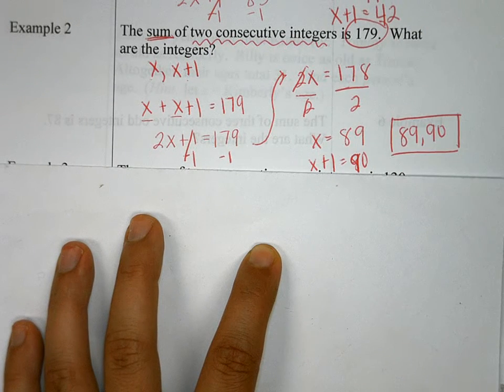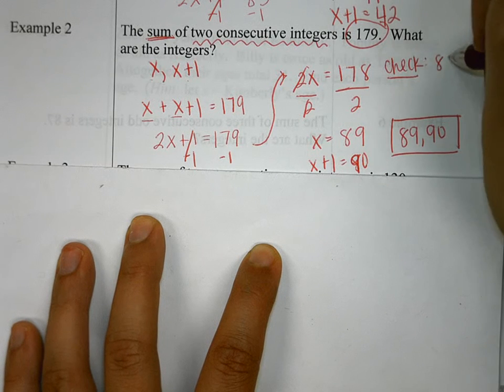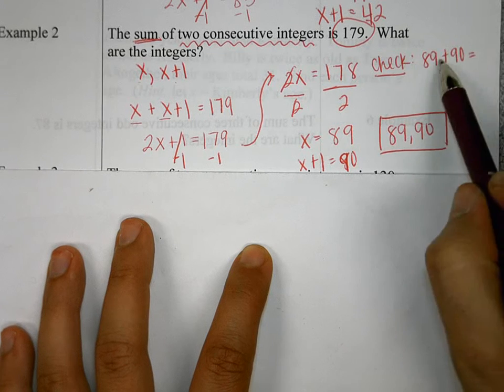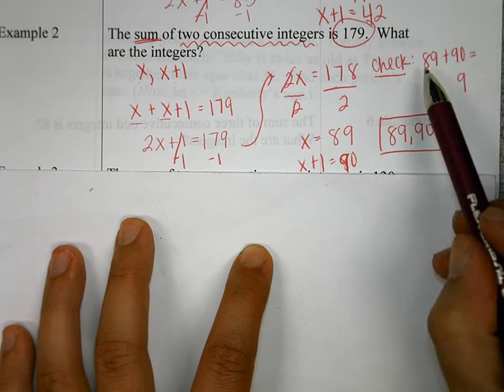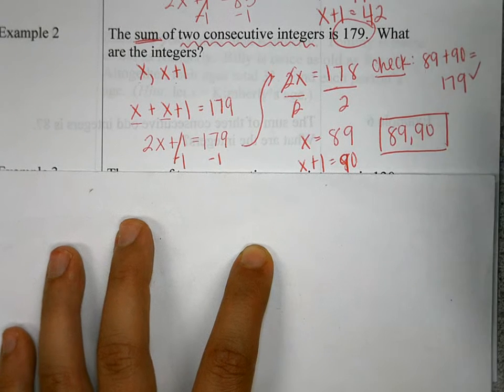Let's check that. So I want to add 89 plus 90. 9 plus 0 gives me 9. 8 plus 9 gives me 17. So 179. So that checks out.